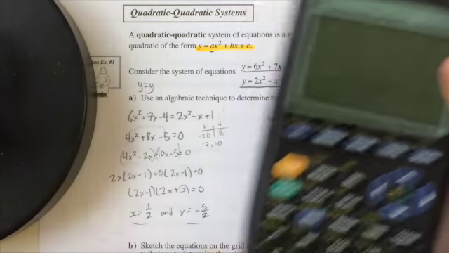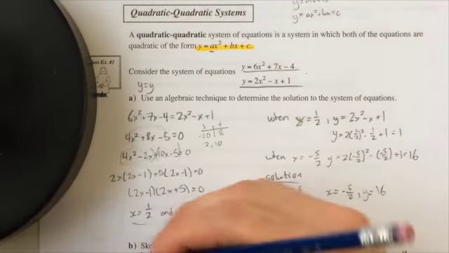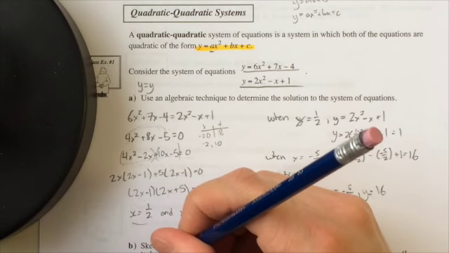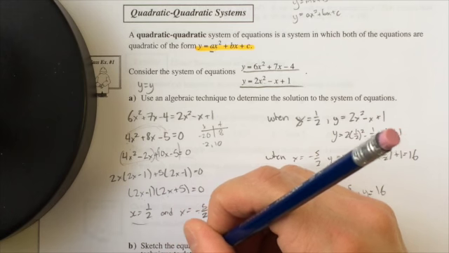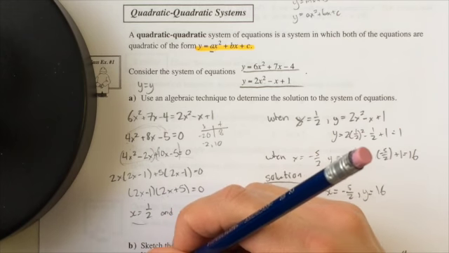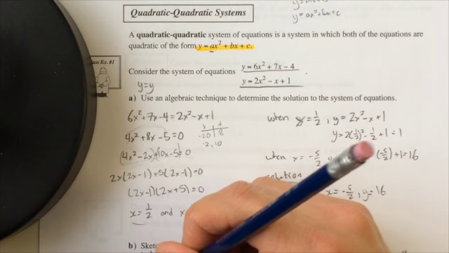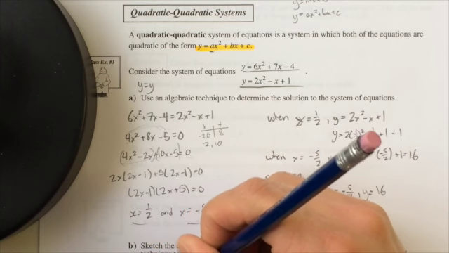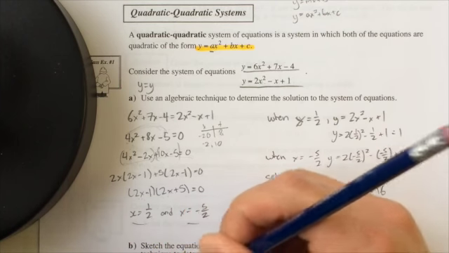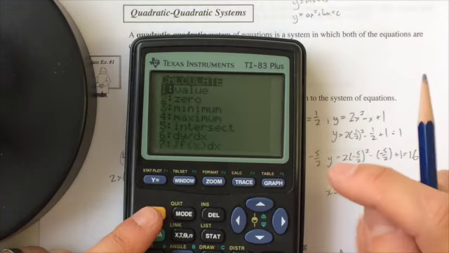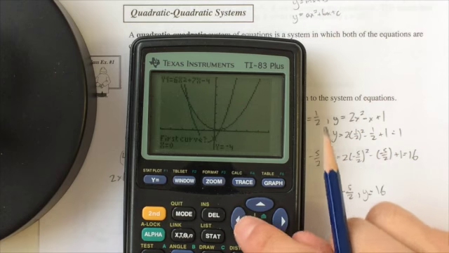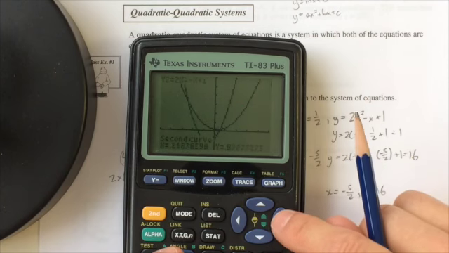Okay, so the window settings I chose here were x is -5, and these are going to be something you want to play around with based on the graph you're using. But these are the window settings that I chose to use. And they want us to use a graphing technique, so let's use our intersection technique.